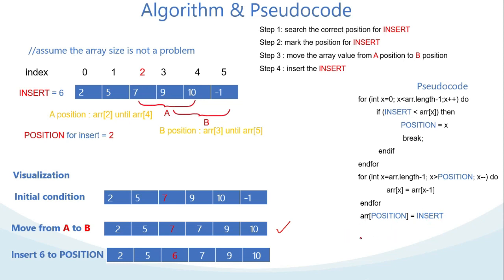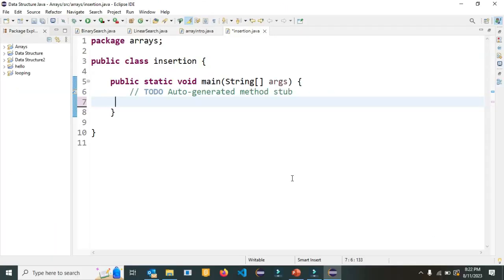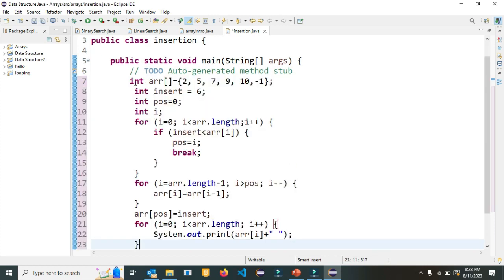And to read the values of the array, we just need a loop that moves from index 0 to the last index, and we display it. Let's see the implementation in Java. Here is the implementation in Java. In this case, I'm using Eclipse. I prepared the code from the pseudocode I showed you just now, so I just pasted it here. So here is the code.